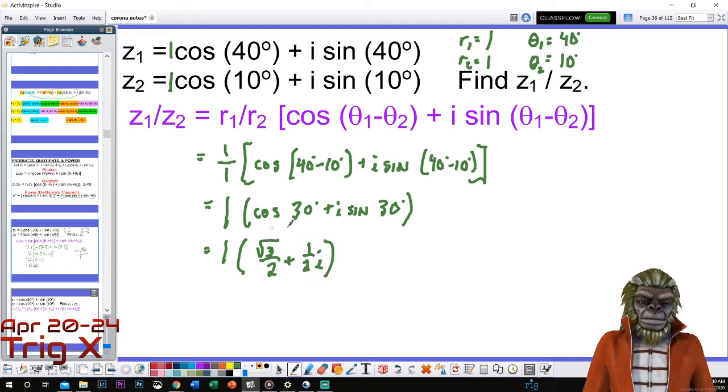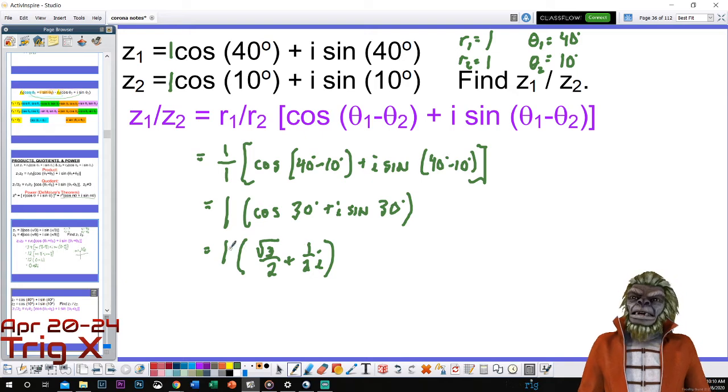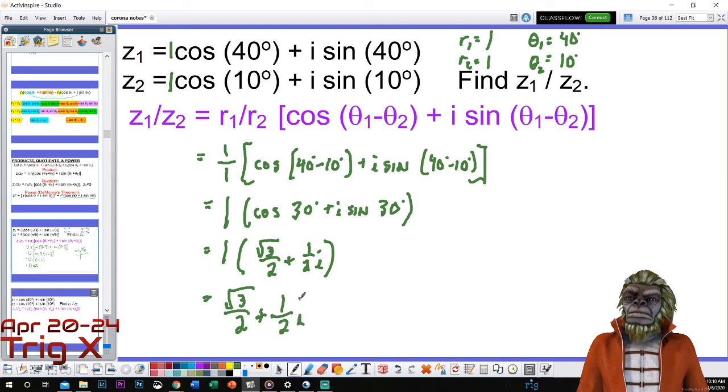Now again, I know if I distribute 1, I'm going to get the same thing. I'm just leaving the 1 there just to show you what would happen if it were a number other than 1. I'm going to distribute the 1 through. That gives me square root of 3 over 2 plus 1/2 i. And that's it for that one.